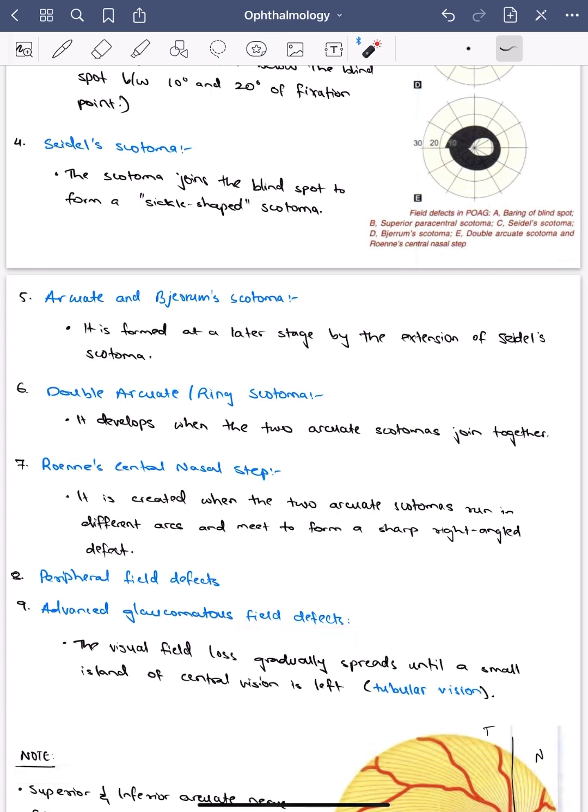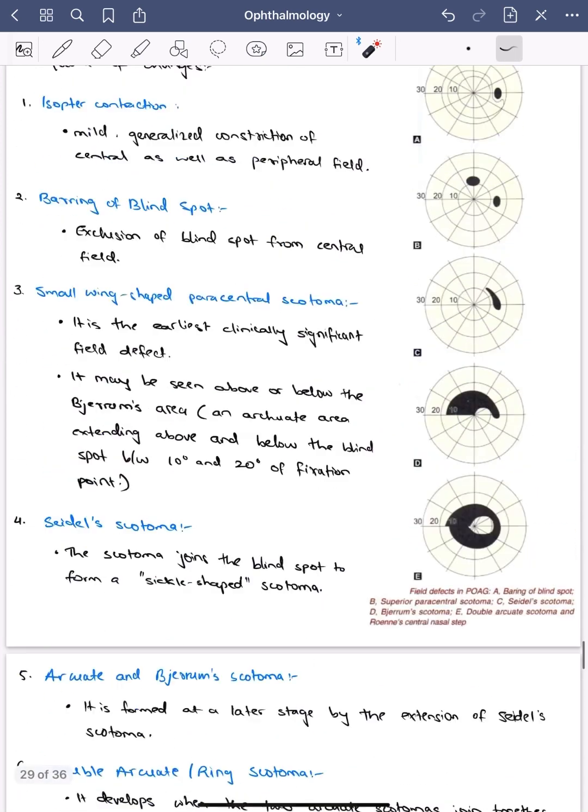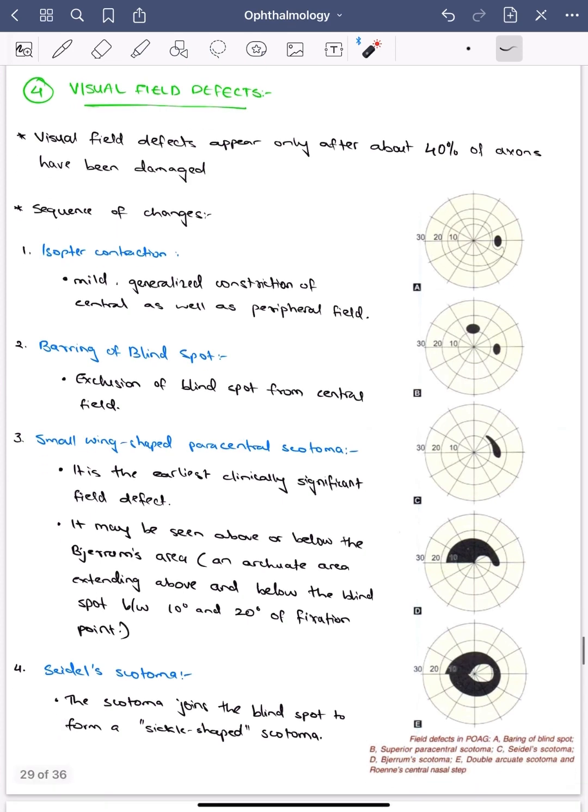Now the visual field loss gradually spreads until a small island of central vision is left, and this is known as tubular vision. Okay, so this here is the tube of vision. Once the visual field defect has spread peripherally, only a tube of vision is seen, and this is known as tubular vision. So again the steps or the sequence of visual field defects is important.